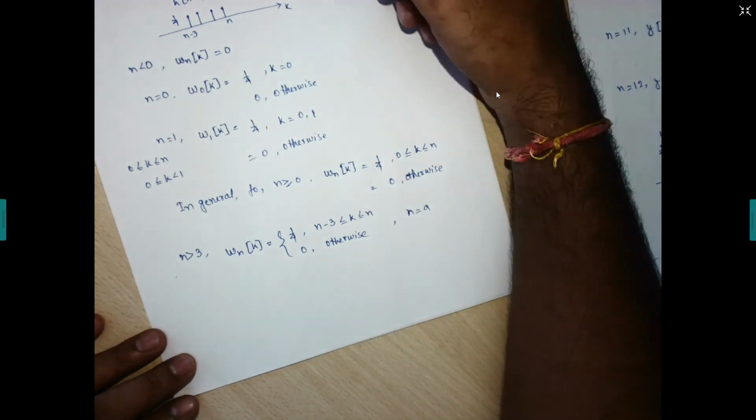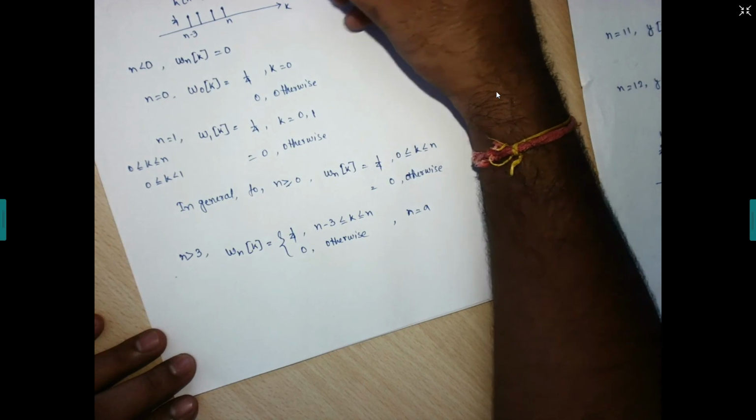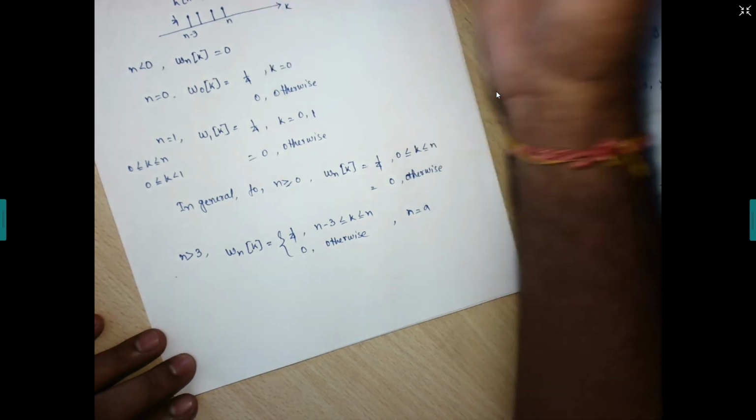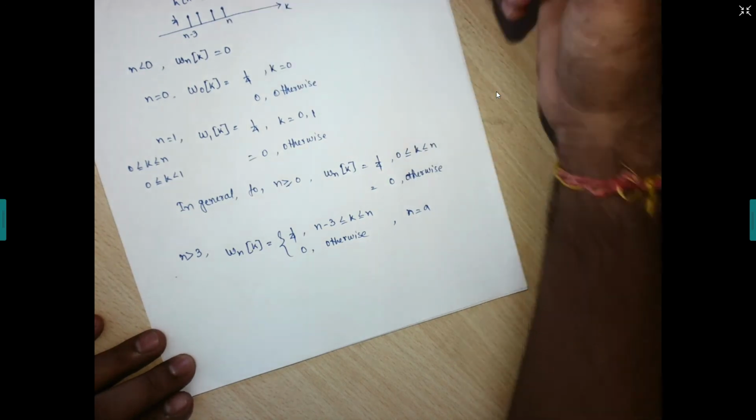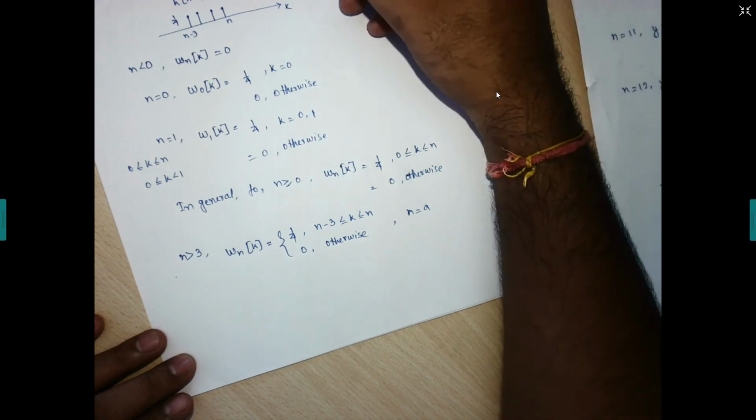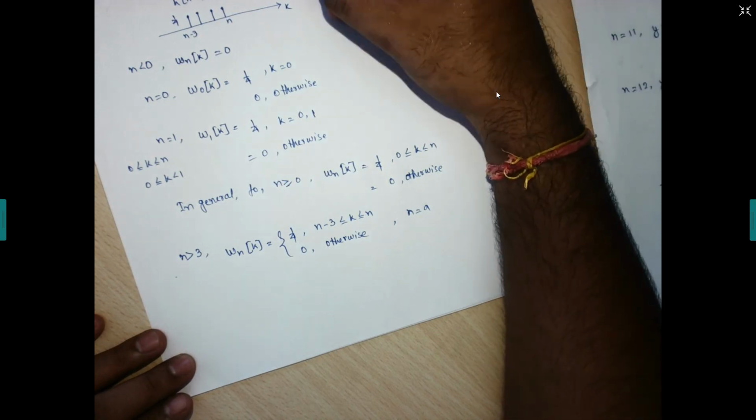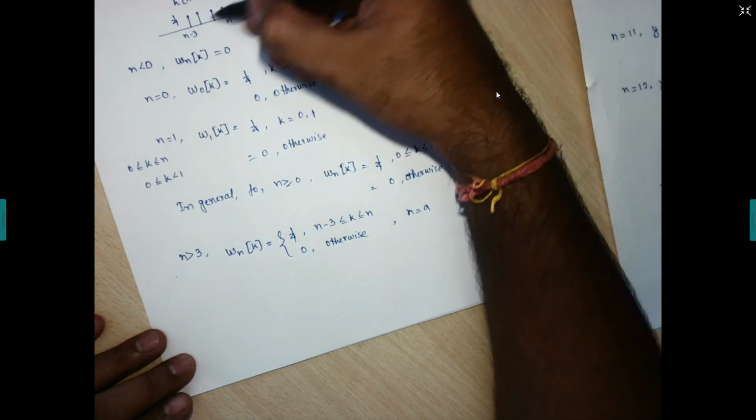Let us consider n equals 8. Starting from 5, 6, 7, 8 is having the interaction with all the 4 samples of h of n minus k. But this exists up to 9. If we put n equals 9, starting from 6, 7, 8 and 9, it is having the interaction with all the 4 samples.